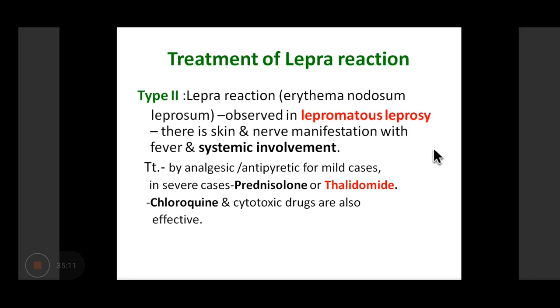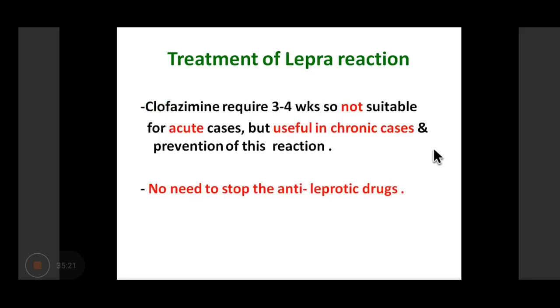In type 1, just remember prednisolone is the only drug. Whatever the rest of the drugs, clofazimine, thalidomide, chloroquine, we can give in type 2. Chloroquine and cytotoxic drugs are also effective. Clofazimine requires 3 to 4 weeks, so it is not suitable for acute cases, but useful in chronic cases and prevention of this reaction. So in type 2, you can use thalidomide, prednisolone, clofazimine. It is very, very important to remember that there is no need to stop the antileprotic drug. Although the reaction is happening because of the antileprotic drug, you are giving treatment for the leprosy reaction, but the antileprotic drug should continue.